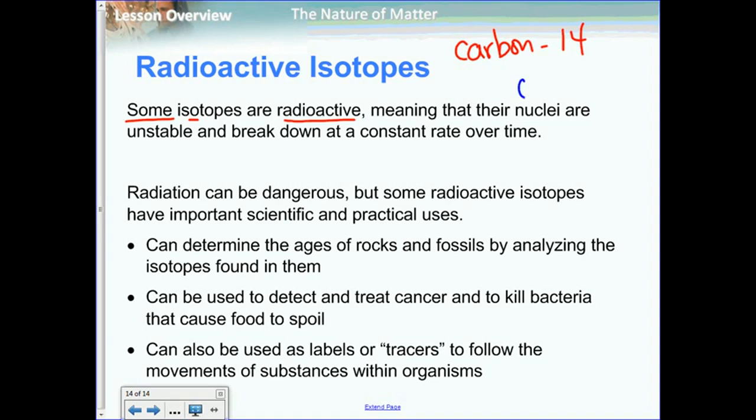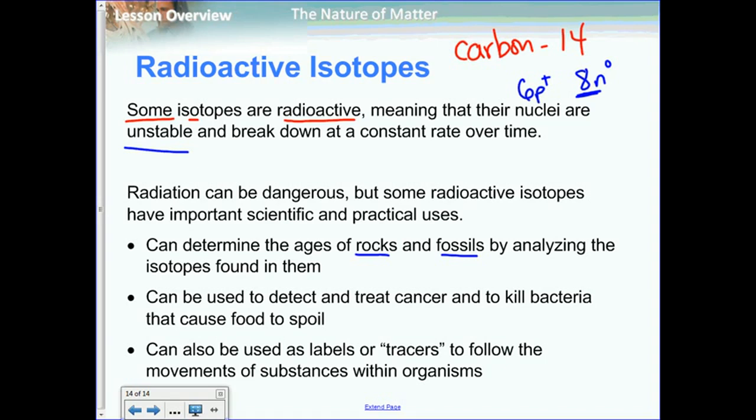It has 6 protons and then it has 8 neutrons. So those extra neutrons, it has 2 more neutrons than the first carbon isotope. This causes the nucleus to be unstable and then break down over time. And as it breaks down, it gives off radiation. And so there are some uses for radiation. It helps us to determine how old rocks and fossils are. Carbon dating, as it's called.